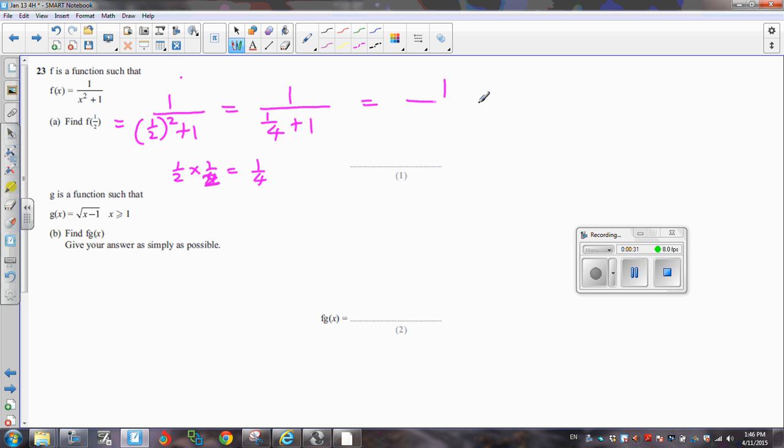Well, that comes out as, on the bottom, 1 1/4, and 1 1/4 is the same as 5 quarters. So we're doing 1 divided by 5 quarters. Well, that's the same as 1 divided by 5 over 4. And if you divide by a fraction, it's the same as multiplying by the fraction turned upside down. And 1 times 4/5 is just 4/5, or you might also have that as 0.8.